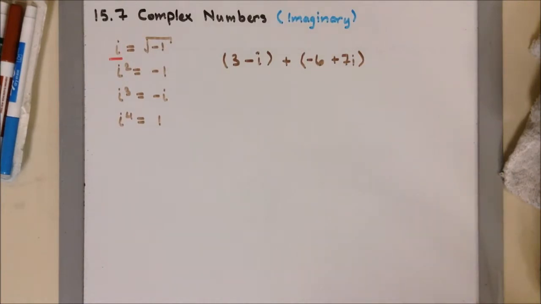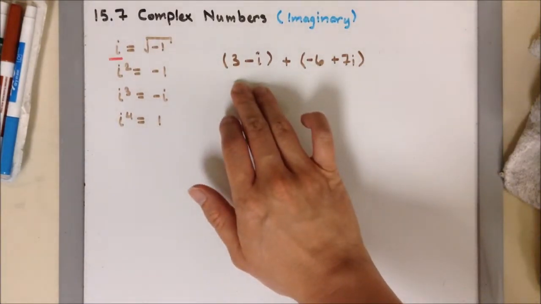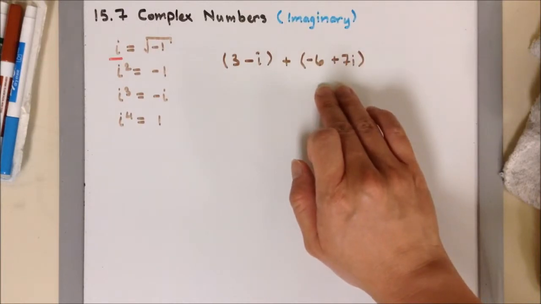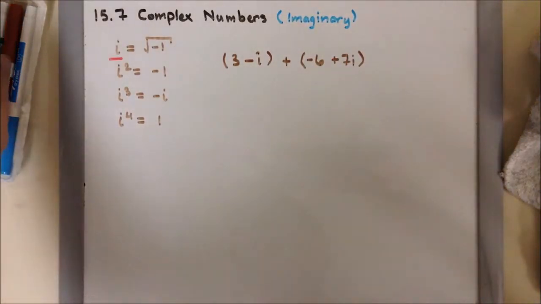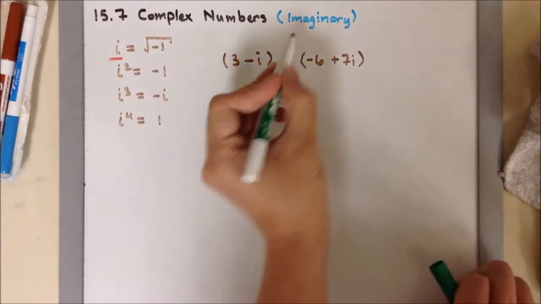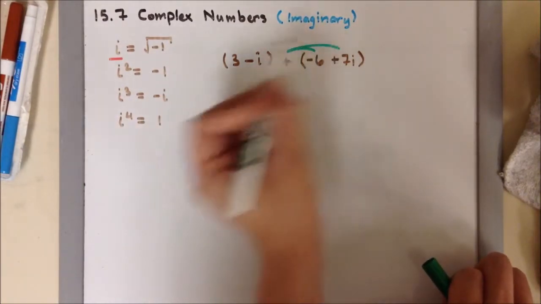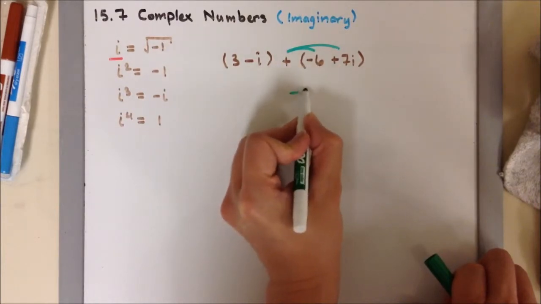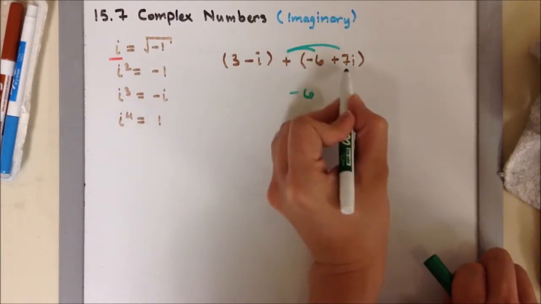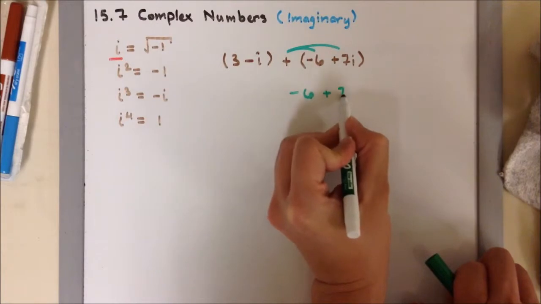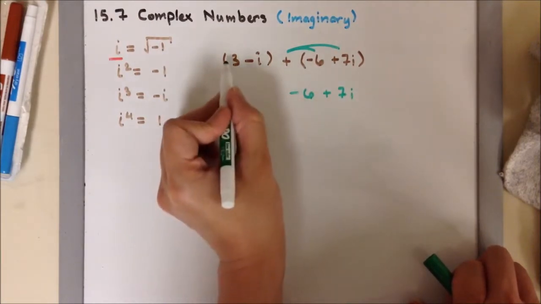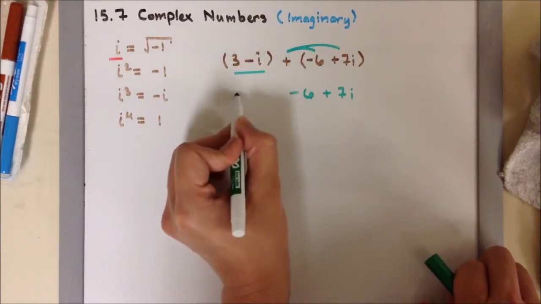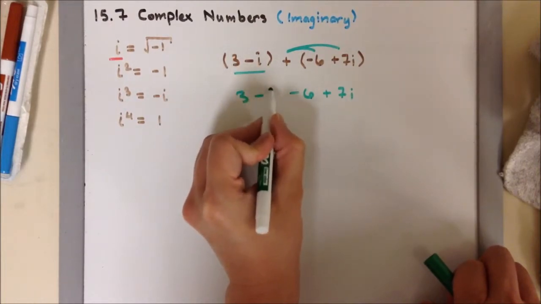In our second example, we have in the first parenthesis 3 minus i plus, in the second set, negative 6 plus 7i. So, distribute my plus. Here, plus to the negative 6 will be negative 6. Plus to the positive 7i will be plus 7i. In the first set, I have nothing to distribute, so I'll just bring down the inside. So 3 minus i.